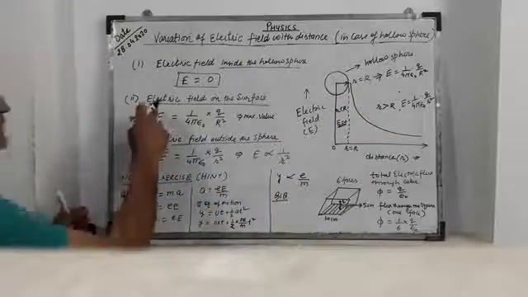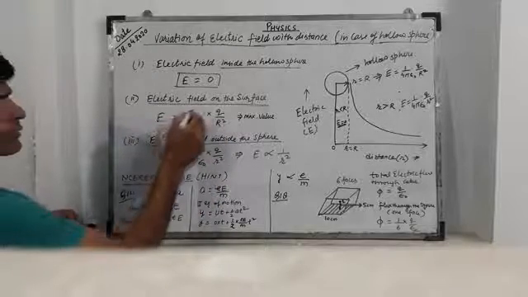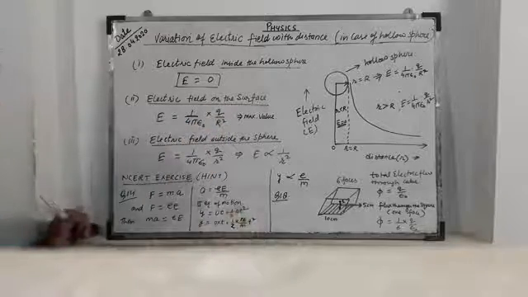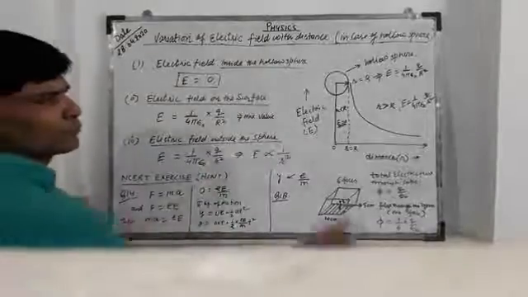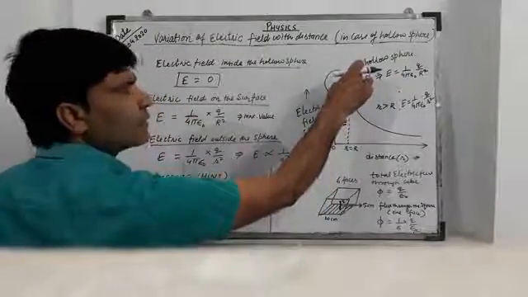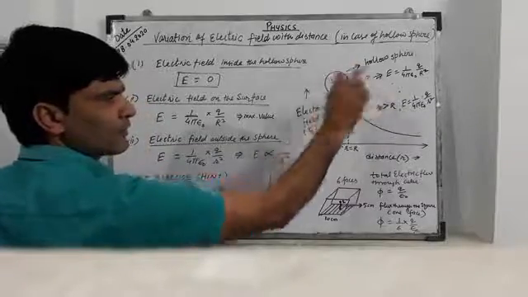Okay. Electric field on the surface, that is E is equal to 1 upon 4 pi epsilon naught Q upon R square. It is the maximum value, and with this maximum value the graph is indicating at this point. This is the maximum value.